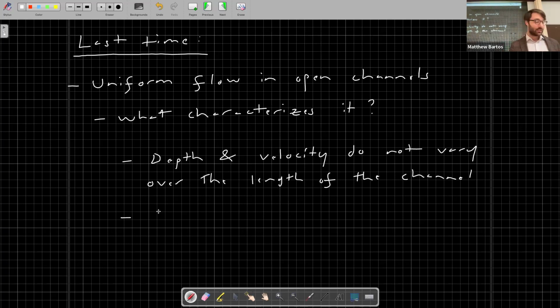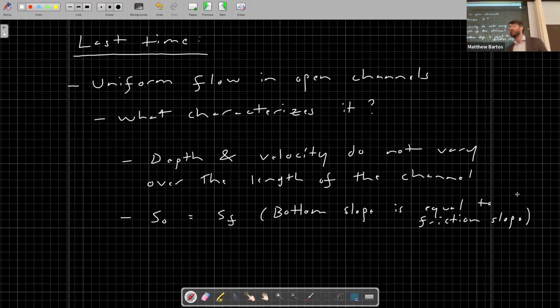The first is that the bottom slope of the channel is equal to the friction slope. And this gave rise to the form of Manning's equation that we're going to be using to solve these uniform flow problems. The bottom slope is equal to the friction slope. And again, that friction slope is equal to the energy loss or head loss per unit length along the channel. So for uniform flow specifically, the bottom slope of the channel is equal to that head loss per unit length.